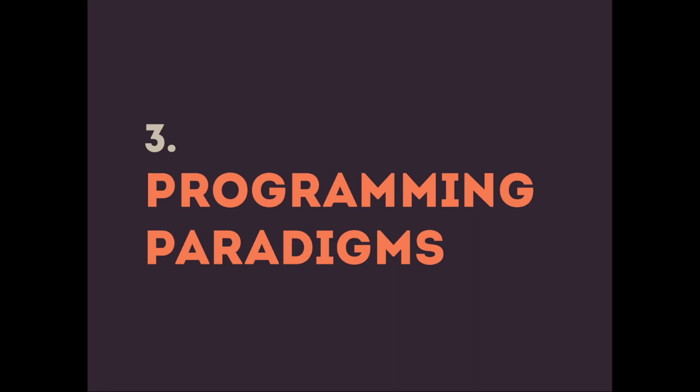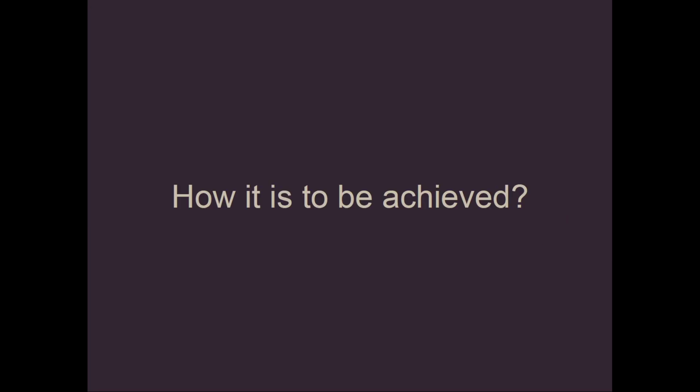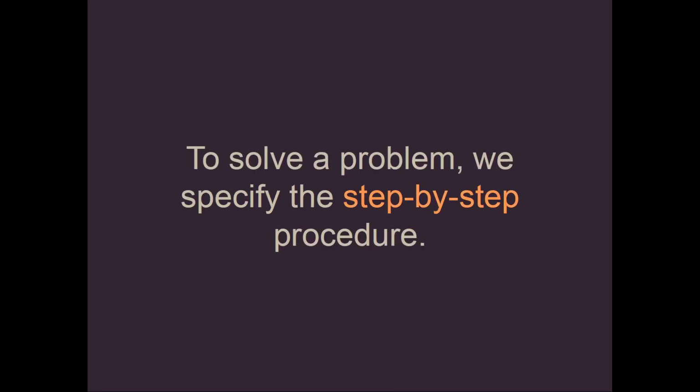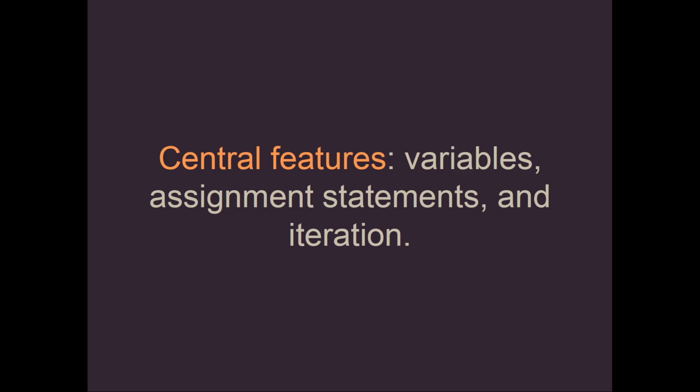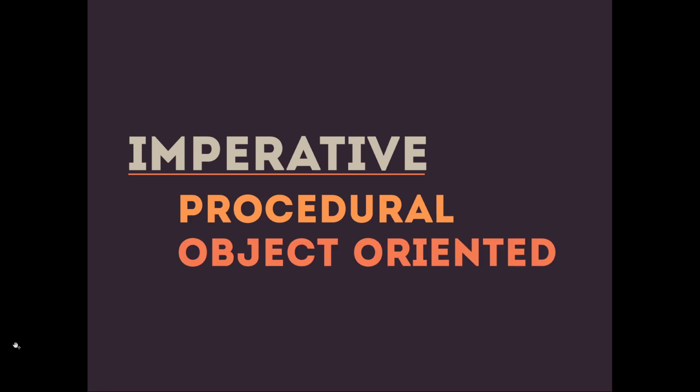The first major paradigm is called imperative. This answers the question of how it is to be achieved. Here, to solve a problem, we specify the step-by-step procedure. Basically, with this paradigm, we instruct the computer on how to solve a problem. So central features are variables, assignment statements, and iteration. Under the imperative paradigm are two sub-paradigms called procedural and object-oriented.